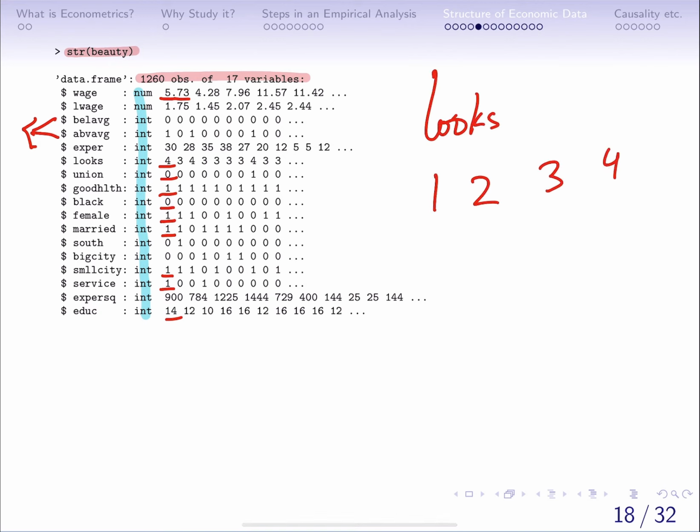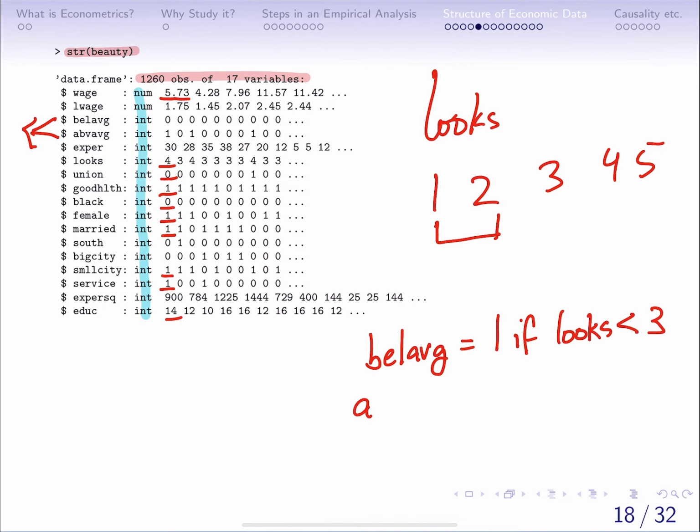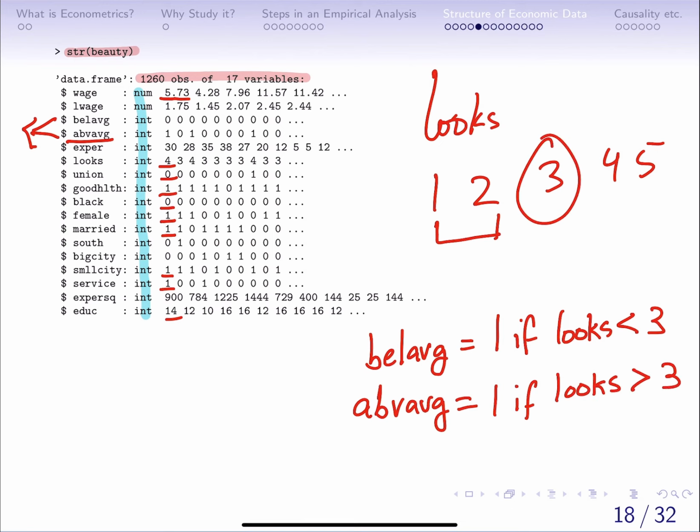go from 1 to 5, then below average looks is going to take a value of 1 if looks is less than 3. Otherwise 0, okay? And above average, this variable above average right here, is equal to 1 if looks is above 3. Right? 3 being average looks, and that's how it's created.